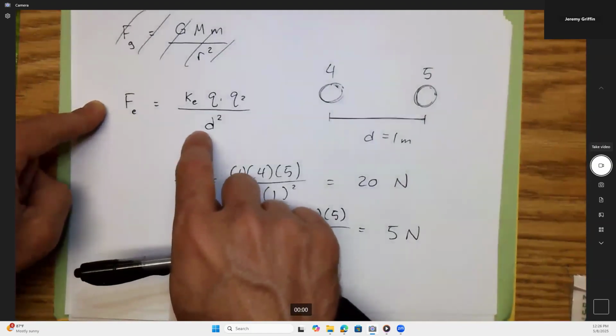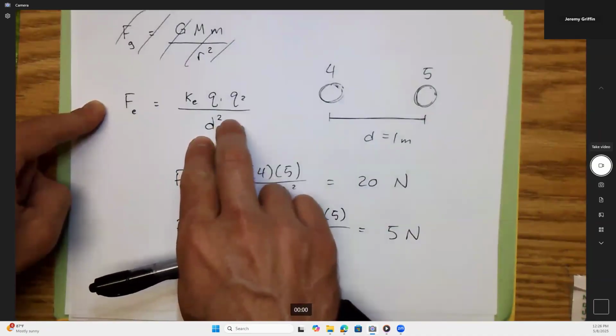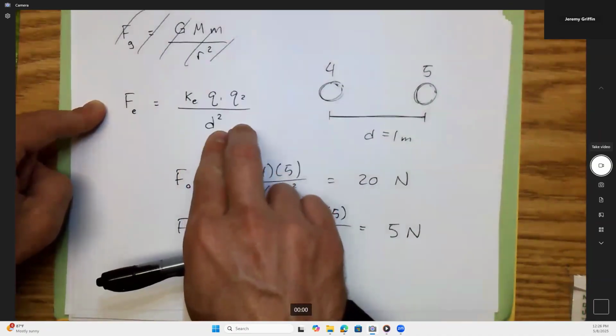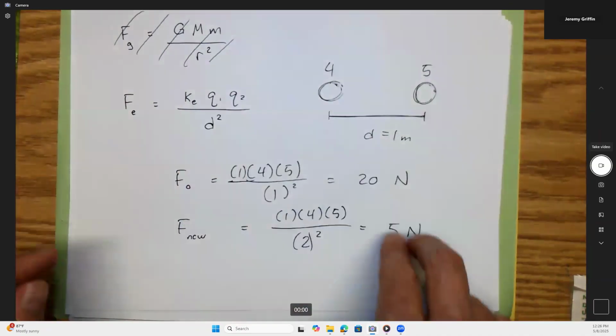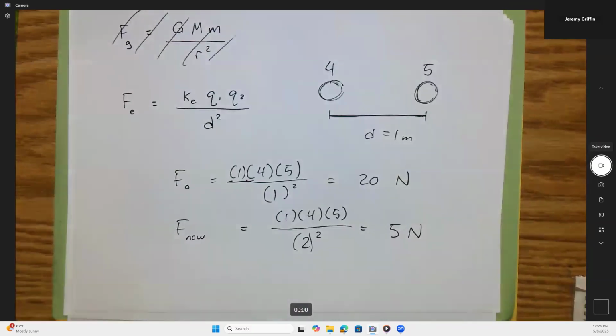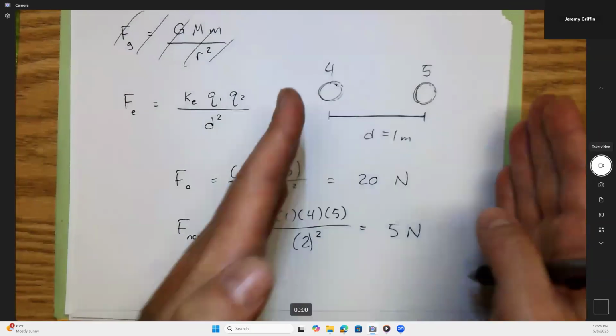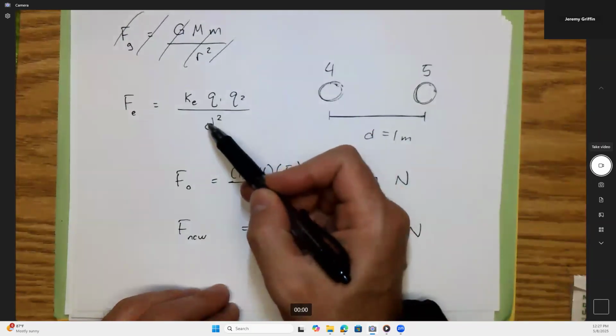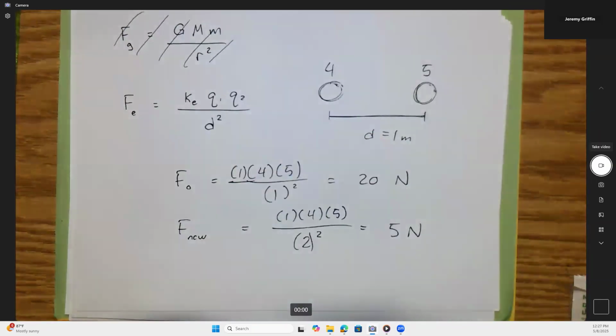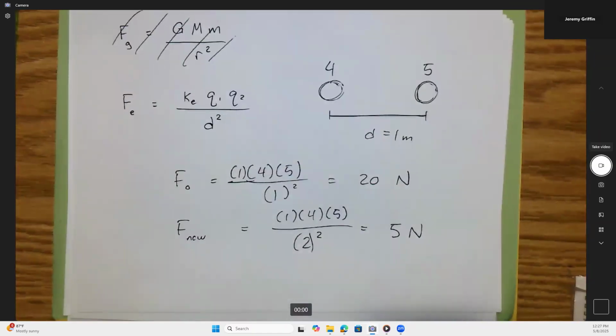If you double the distance, double squared is always 4, and it's 1 over that. So it's always a quarter of the force. A quarter of 20 is 5. Or what if you get 3 times the separation distance? 3 times the distance is how many times the force? 1 over 9. Yeah, 1/9.